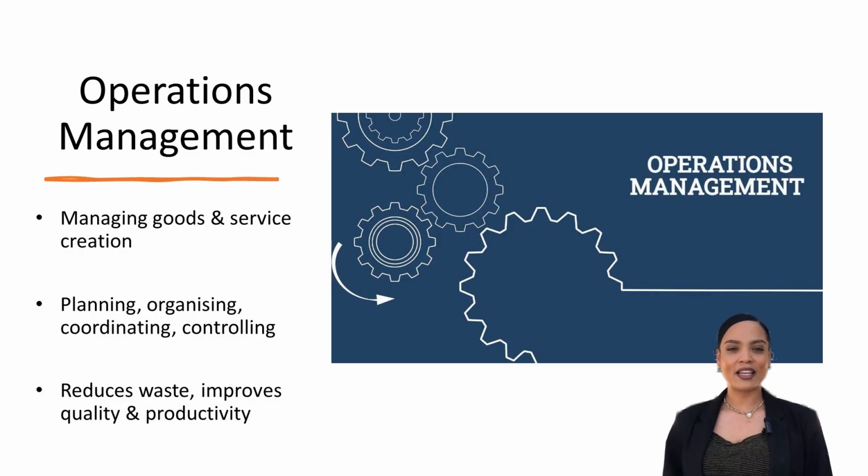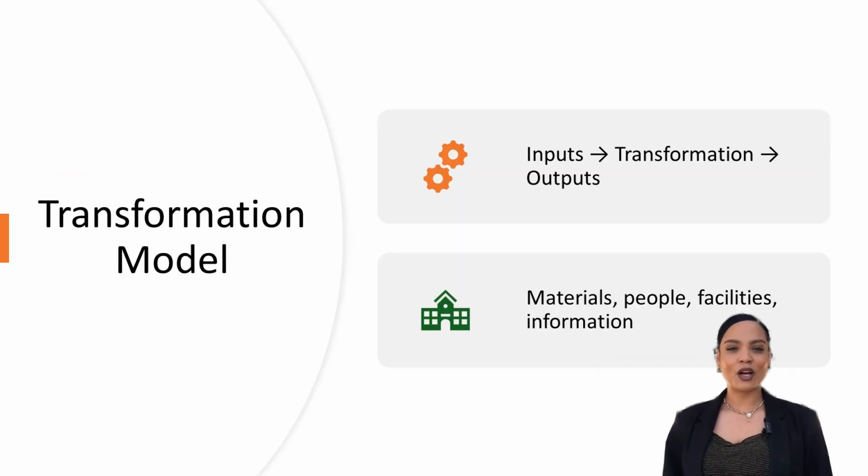Operations management is the heart of production. Every action, decision, and resource flows through this function. It includes planning, organizing, coordinating, and controlling resources such as people, equipment, information, and money. The transformation model shows how inputs are intentionally changed into outputs. Inputs include materials, information, and customers. Transforming resources include people and facilities. The transformation process is where value is added.